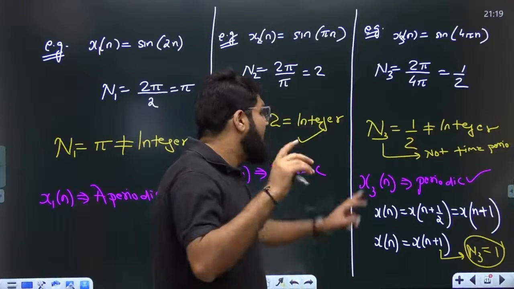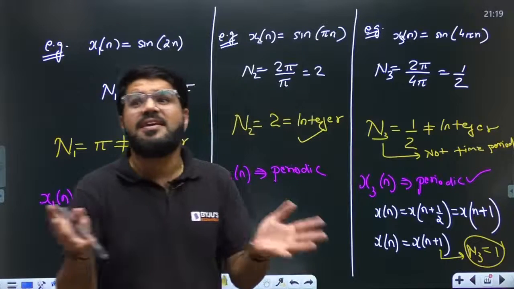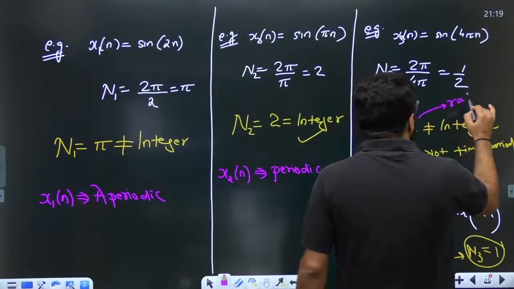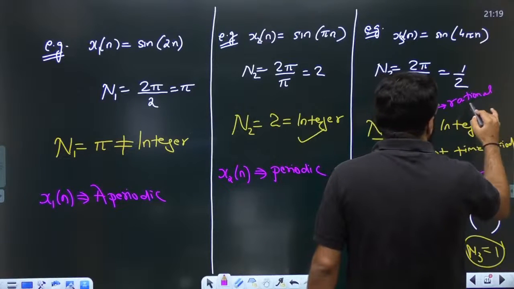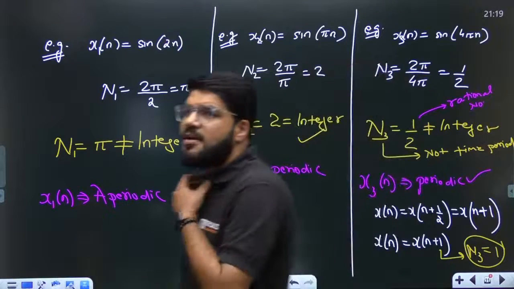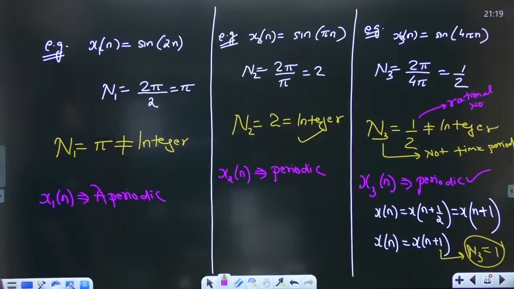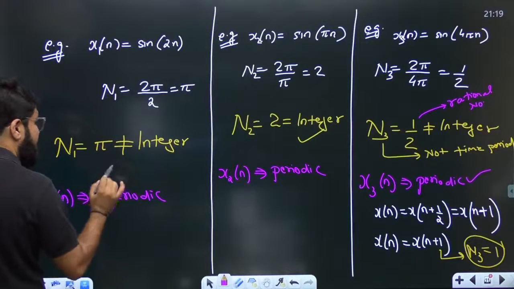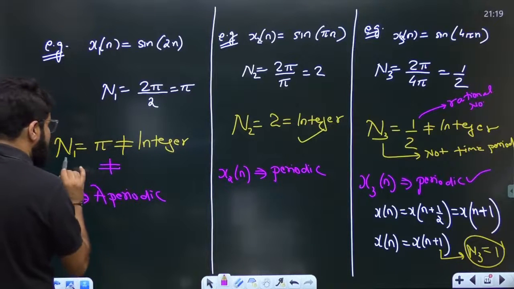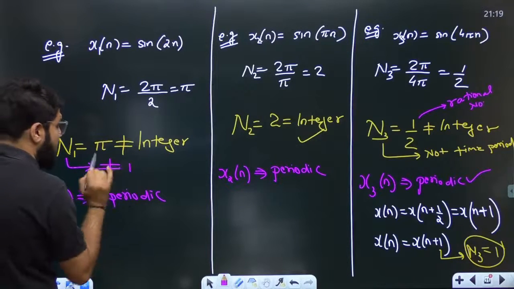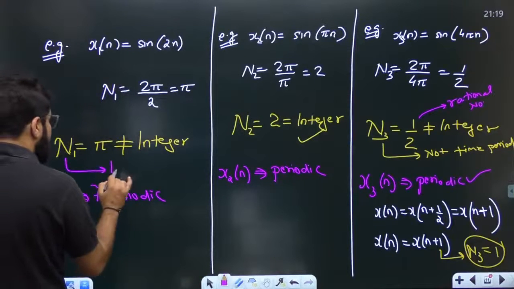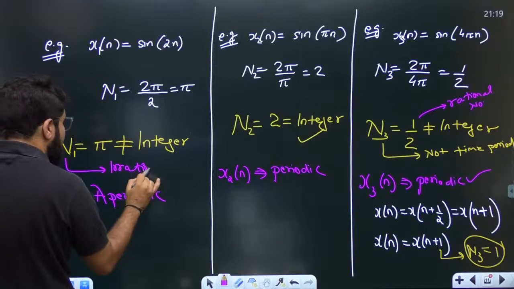So whenever you have a ratio of integers, which is a rational number, it is not an integer, but this is still a rational number, then the signal is periodic. But here, in the first case, you got a period which is not an integer, and at the same time it is not a rational number. Or I can say that it is irrational. At least it has to be rational. But here it is irrational.